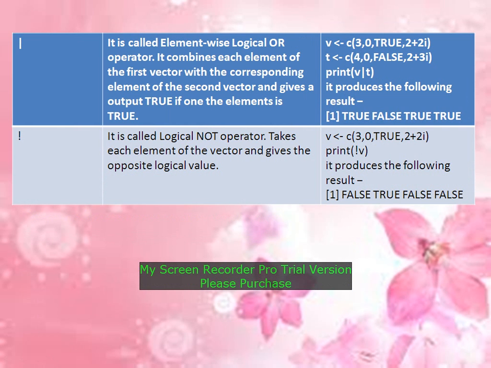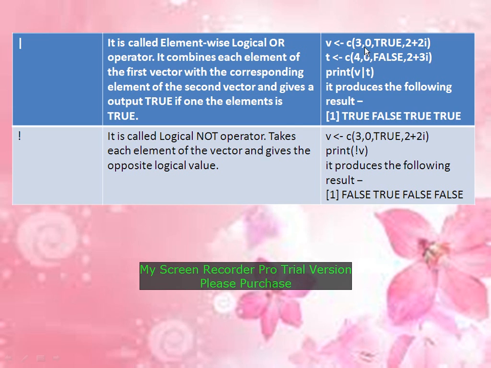And similarly, the OR operator. This is called the element-wise logical OR operator. It combines each element of the first vector with the corresponding element of the second vector and gives the output true if at least one element is true. So OR considers at least one is true, and it produces the result true. But AND considers if both are true, then only the result is true.